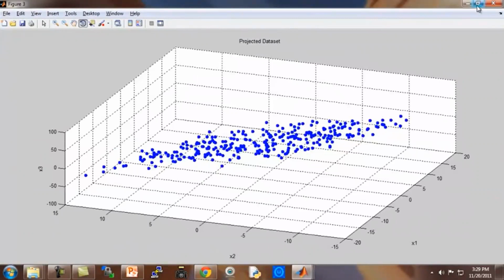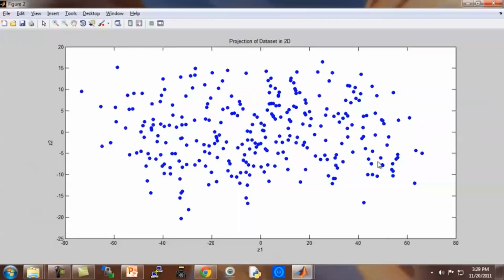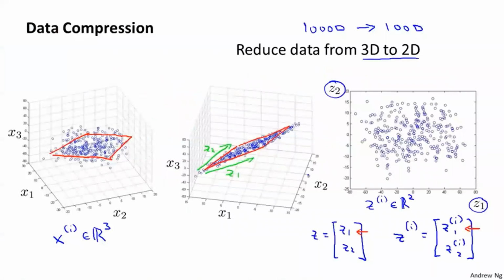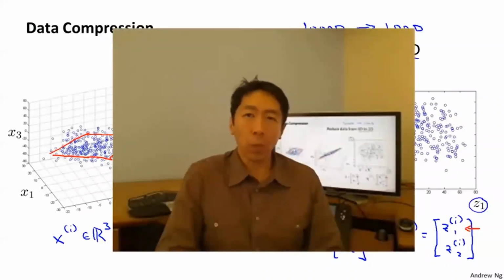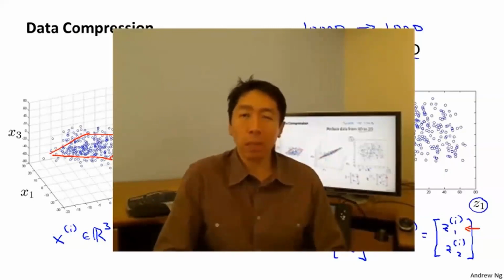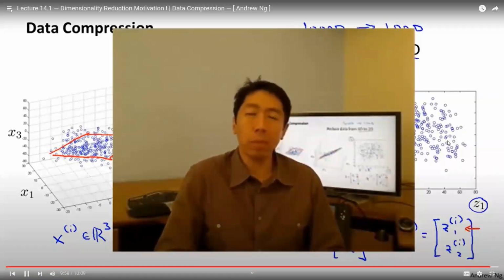And so what this means is that now I need only two numbers, Z1 and Z2, to represent the location of a point on the plane. And so that's the process that we can go through to reduce our data from three-dimensional to two-dimensional. So that's dimensionality reduction and how we can use it to compress our data. As we'll see later, this will allow us to make some of our learning algorithms run much faster as well, but we'll get to that only in a later video.